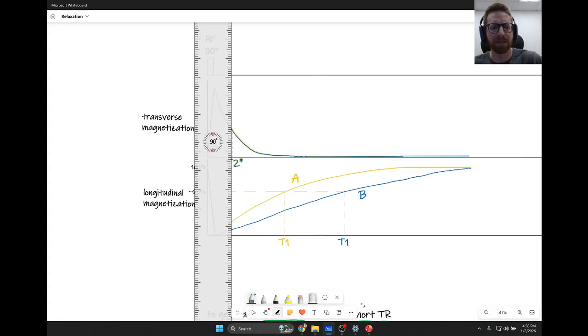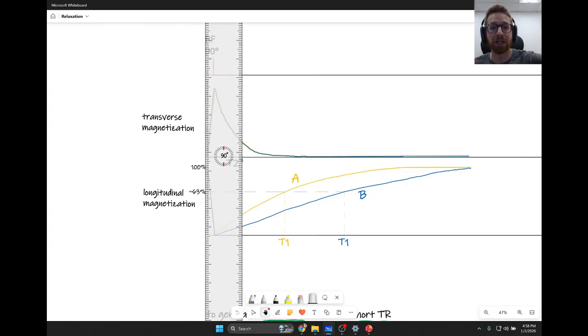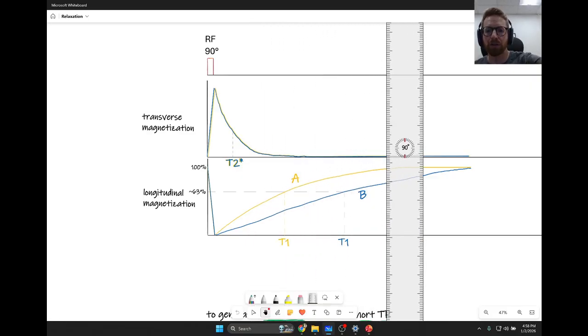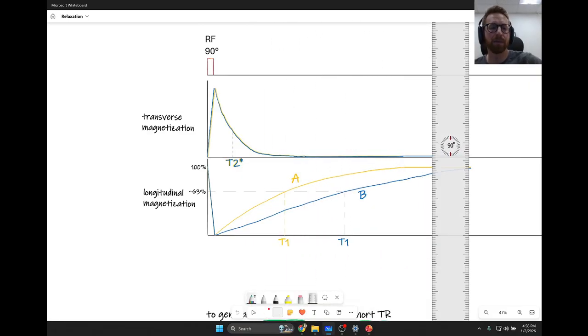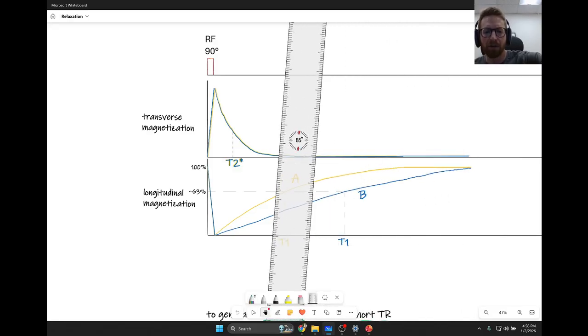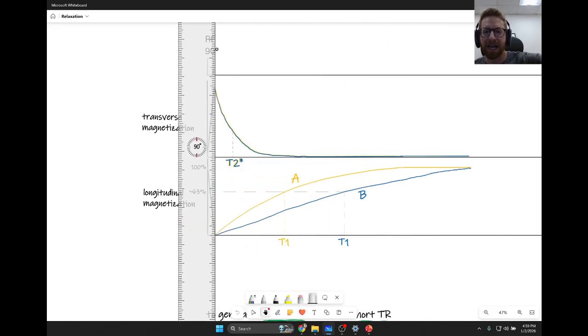If we just want to maximize signal, maximize transverse magnetization on our second repetition of this MR sequence, when would we want to put the next 90-degree radio frequency pulse? All the way at the end here, somewhere in the middle, or immediately after the 90-degree radio frequency pulse? If our goal is just to maximize signal.